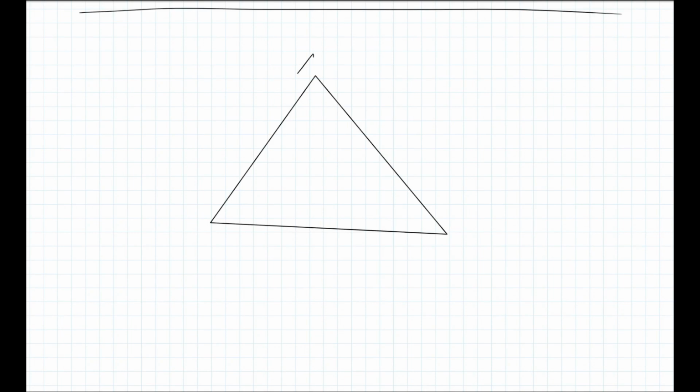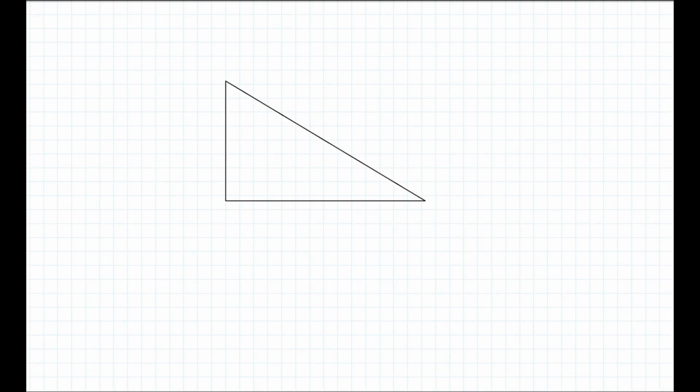If I had this triangle here, I could name all the angles in this triangle as A, B, and C. Depending on which angle you're looking at will change which side of the triangle is opposite. So if I was looking at the angle A, the side opposite that angle would be this one over here. If I was looking at the angle B, the side opposite that one would be this one over here. And if I was looking at angle C, the side opposite that one would be the one over here.